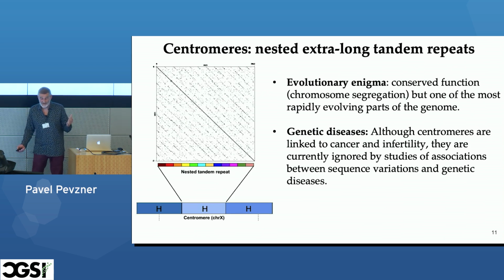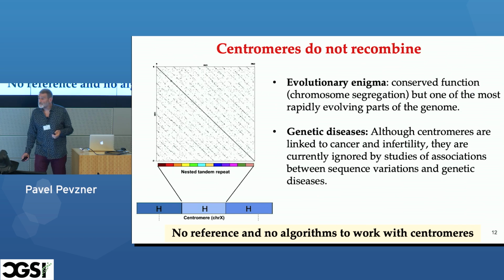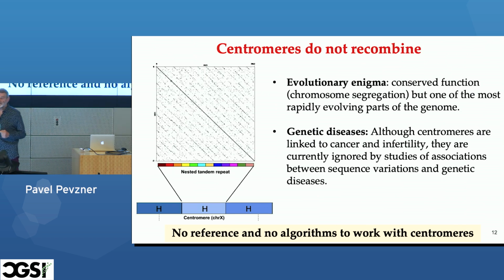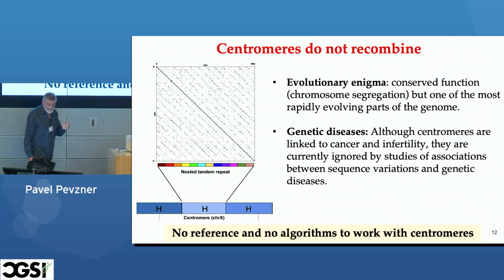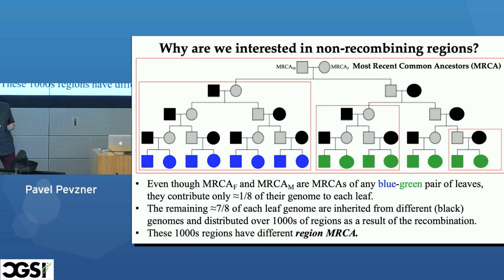Until recently, there were no centromeres. Now there are already quite a number of centromeres. So when we started, there was no reference and no algorithm to work with centromeres. An interesting thing about centromeres is that they do not recombine, or hardly ever recombine. Why is it interesting? Why are we interested in non-recombining regions?